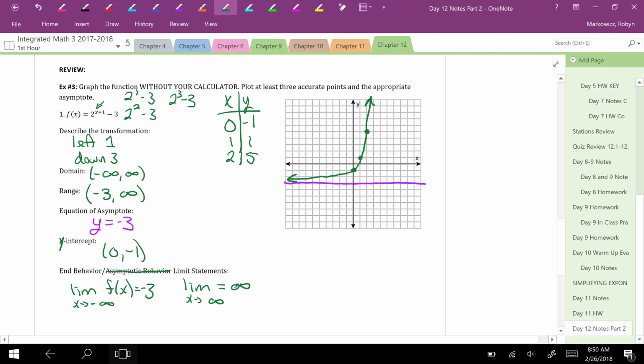Again, what do our limit statements go along with? Domain and range. Our limit statements are always going to go along with our domain and range. So if you ever get stuck, go back to your domain and range. Okay? Questions?